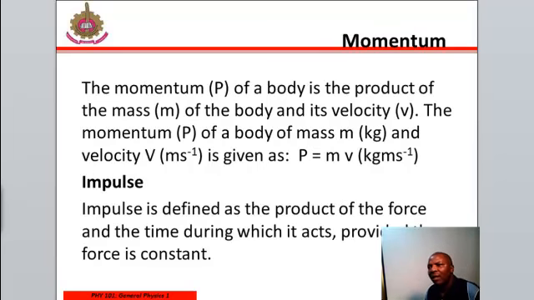Momentum. The momentum, represented by P, of a body is the product of the mass of the body and its velocity. That is, P equals m times v. The momentum of a body of mass m and velocity v is given as that. The unit is kilogram meter per second. Impulse. Impulse is defined as the product of the force and the time during which it acts, provided the force is constant.